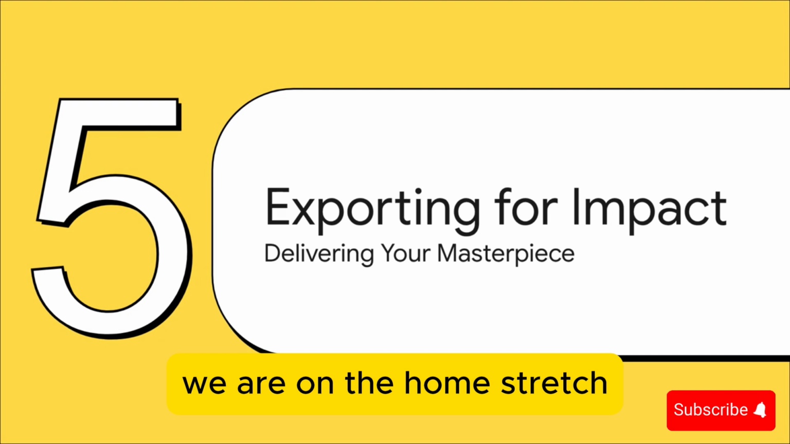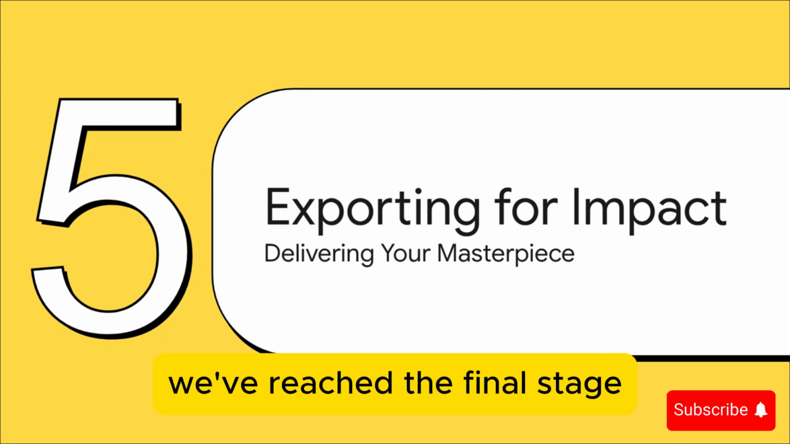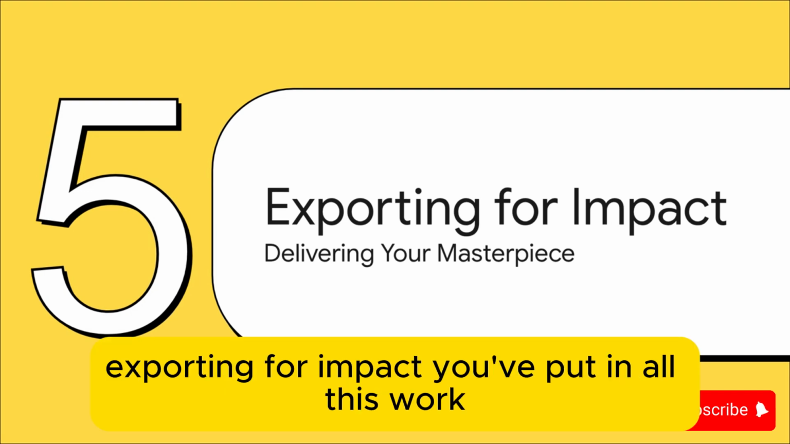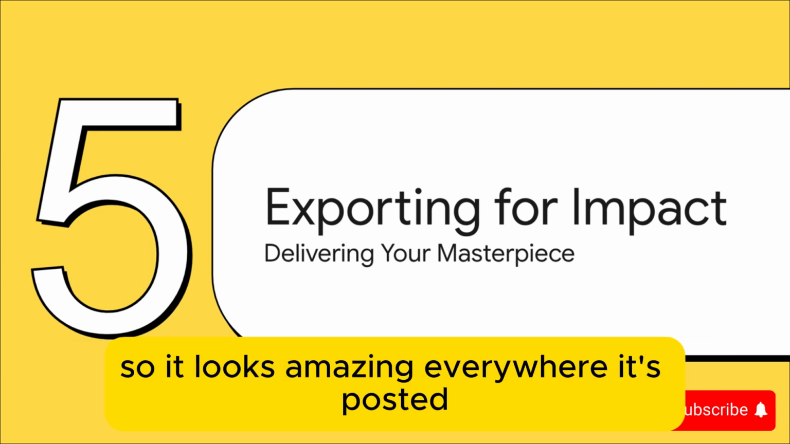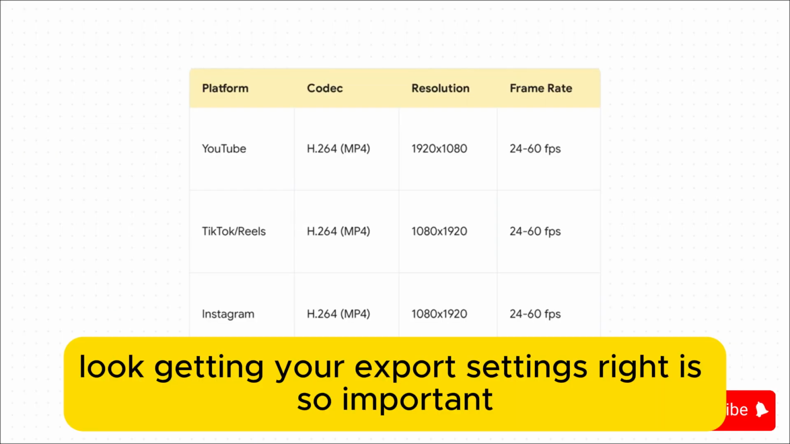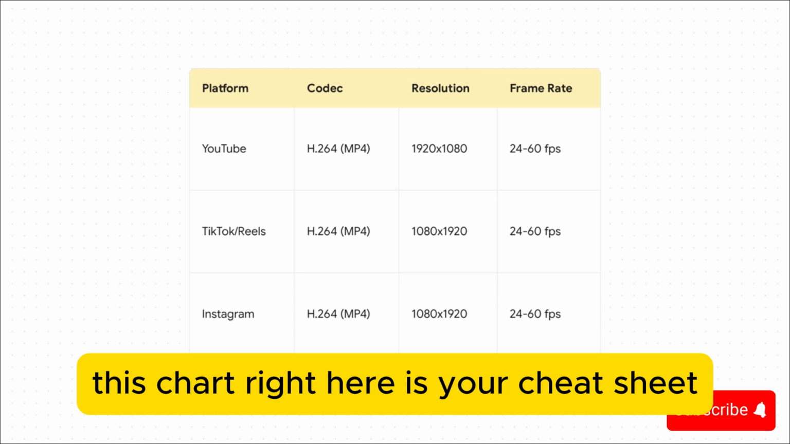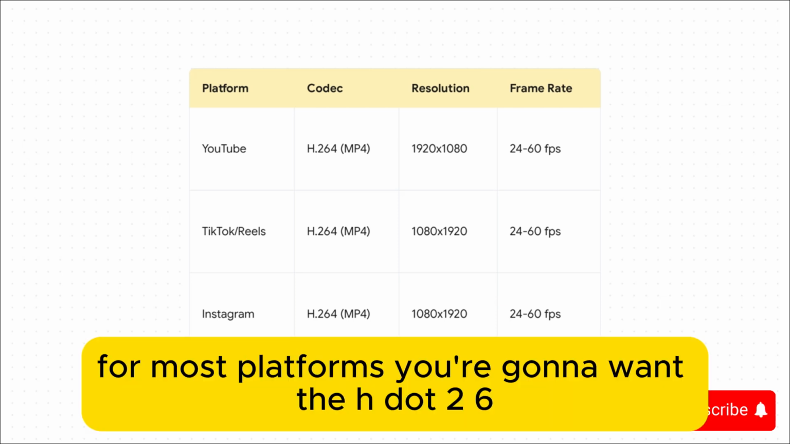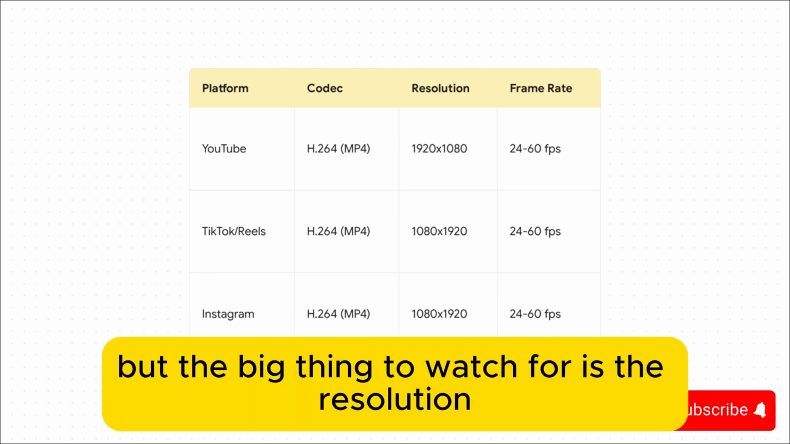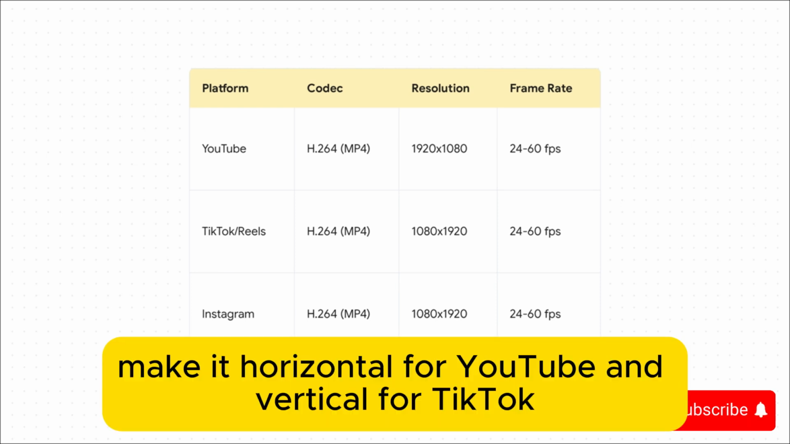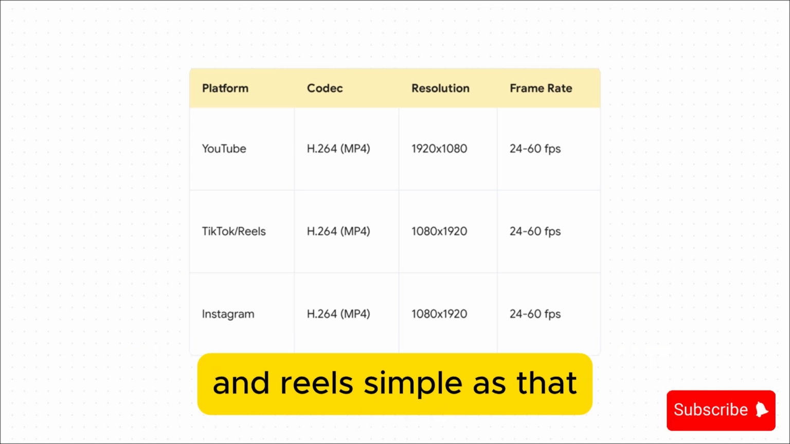We are on the home stretch. We've reached the final stage, exporting for impact. You've put in all this work, so now it's time to make sure you package your video correctly so it looks amazing everywhere it's posted. Look, getting your export settings right is so important, so please don't guess. This chart right here is your cheat sheet. For most platforms, you're gonna want the H.264 codec in an MP4 file, but the big thing to watch for is the resolution. Make it horizontal for YouTube and vertical for TikTok and Reels.